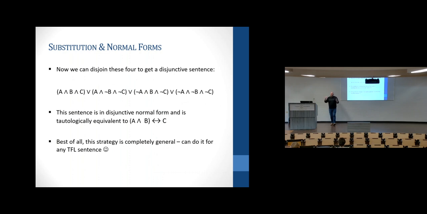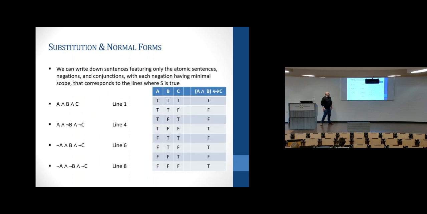You build the table, you find the lines when it's true, go back a slide, you then use the matrix to tell you what parts go in here in your conjunctions, and then you disjoin up the conjunctions that you built. It's a neat little process, and it shows that for every TFL sentence, there's guaranteed to be a DNF sentence that's tautologically equivalent.